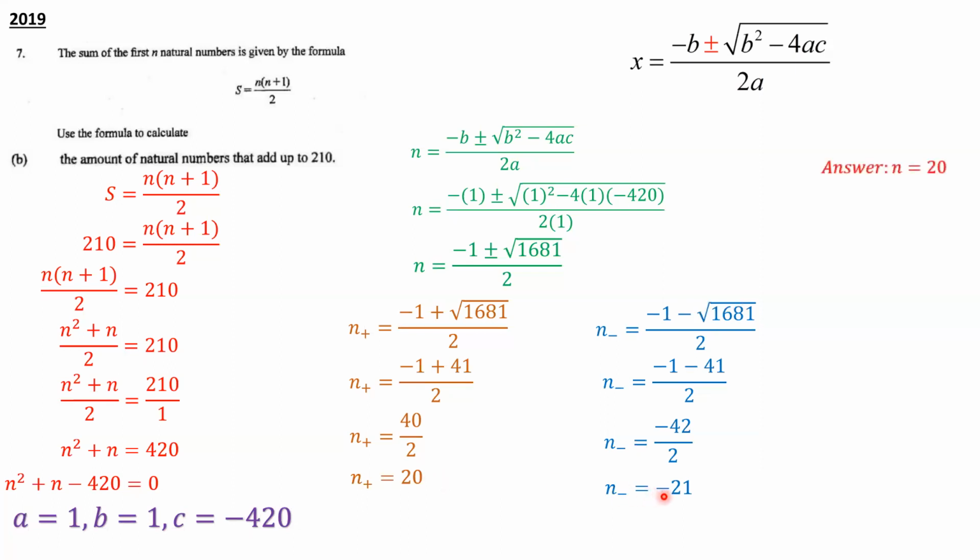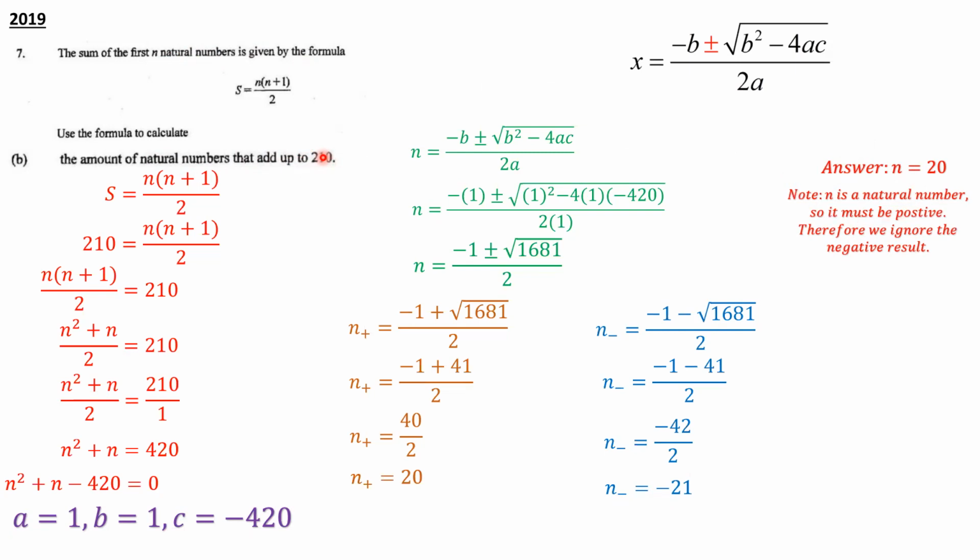However, notice that n is 20. Why is n 20? Because n is a natural number, and so that means it must be positive. You see what I say? Natural number, so it must be positive. So we have to ignore the negative result. So the answer here is 20. So the amount of natural numbers that add up to 210 is going to be 20.